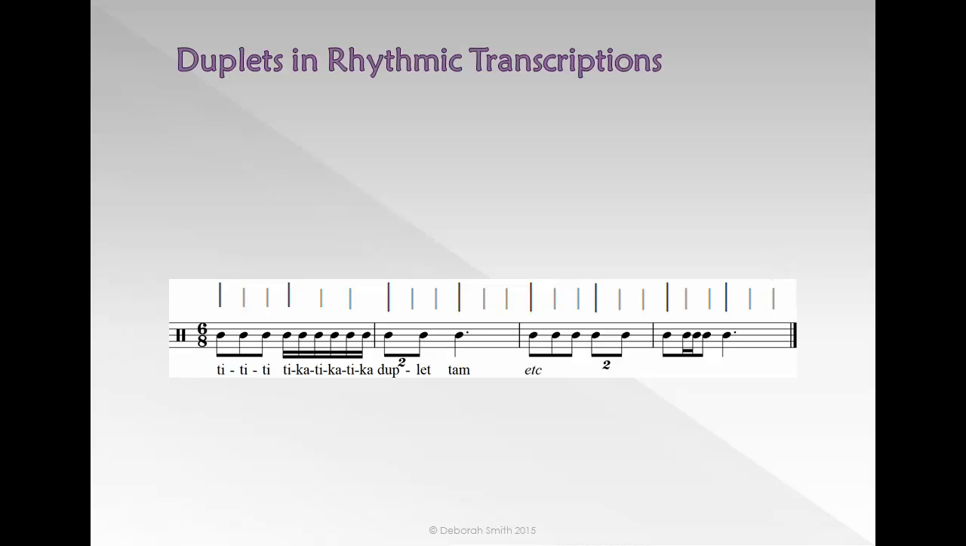When using duplets in rhythmic transcriptions, you need to make a mark where you hear a sound. In a duplet, you hear the first sound on the beat. However, the second sound falls somewhere between the second and third pulses of that beat. This rhythm would look like this.